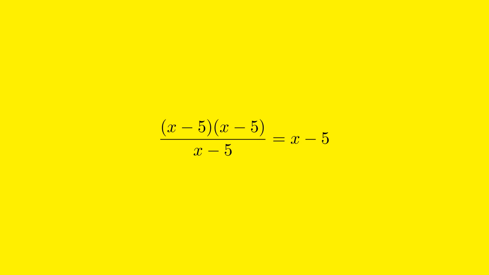Next, we can simplify the expression x minus 5 times x minus 5 over x minus 5 by canceling out the common factor of x minus 5 from both the numerator and the denominator. This leaves us with x minus 5. Therefore, the given rational expression x squared minus 10x plus 25 over x minus 5 simplifies to x minus 5, which is its lowest term. This is the final step.